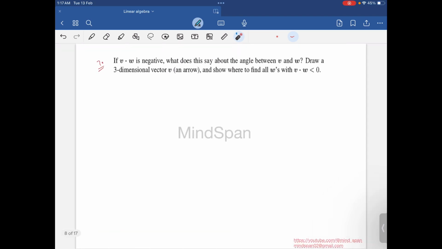Okay, now let's look at question number 7. This one is also easy, you just have to see what it is asking. v dot w is negative. So if you are taking the dot product between two vectors and it is negative, what does this say about the angle between v and w?